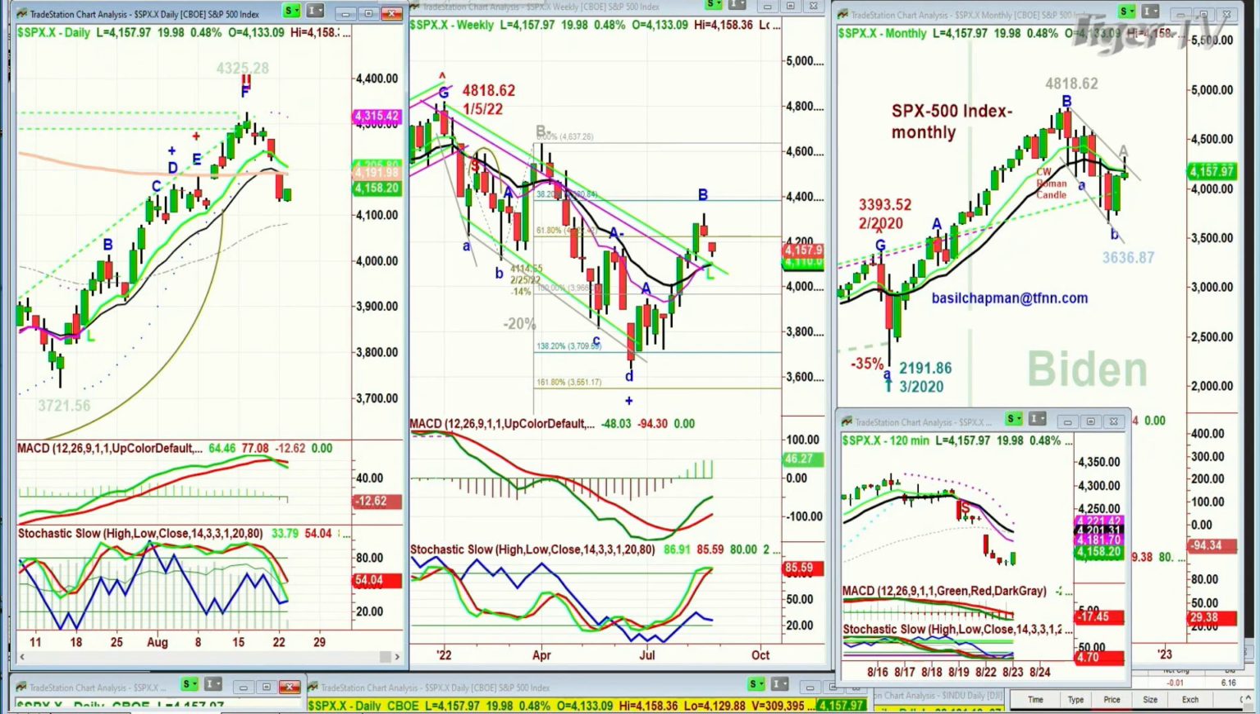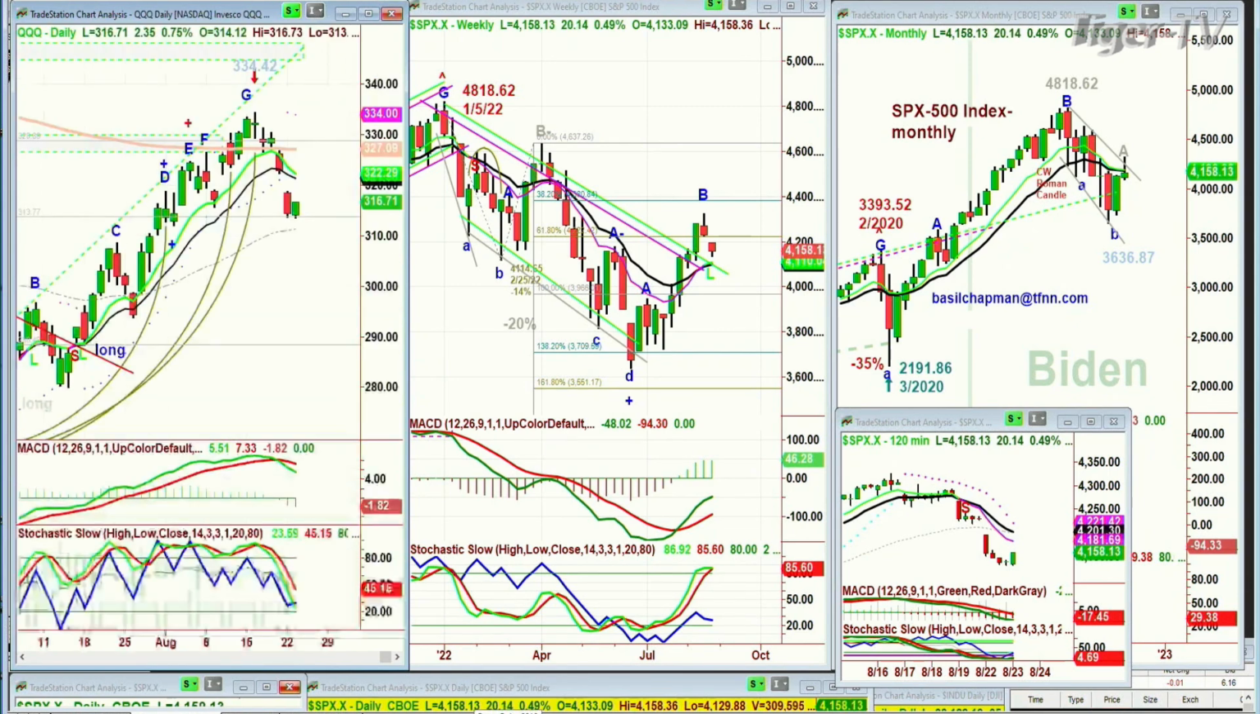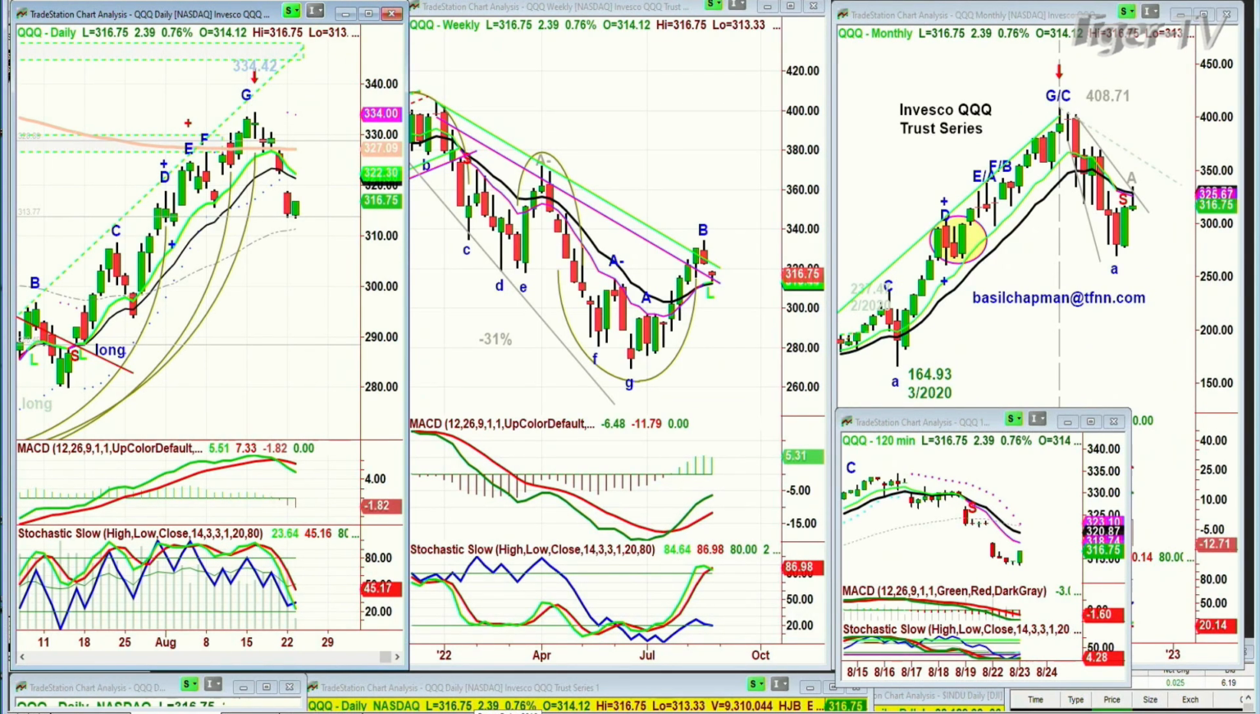Now let's go to the QQQ. As I say, we have still long position, 3 times on the QQQ. 334.42 was a peak G doji candle high. It's in a sell signal, not yet a sell mode. The 9 is still over the 14-period moving average. It's trying to rally. It's up 2.53 at 316.75. I like what I'm seeing here.